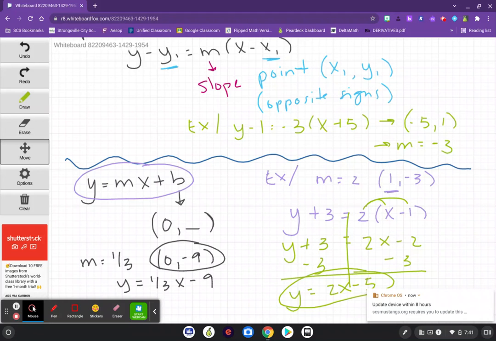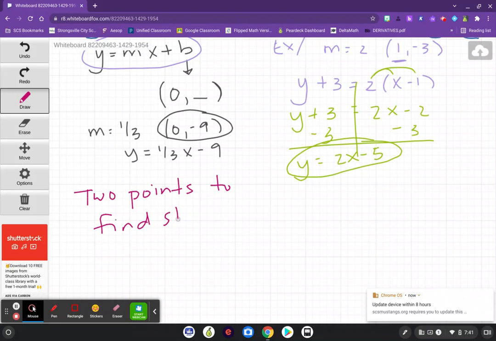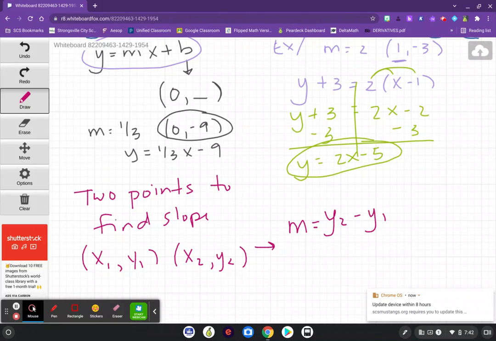Now, last but not least, there are times where the slope is not given, but perhaps 2 points are given. And so if 2 points are given, I'm going to have to use those 2 points to find the slope. And I do that if I'm given an x sub 1 and a y sub 1, that'd be point 1, and x sub 2, y sub 2, that'd be point 2, and I would use the slope formula. Slope m is equal to y sub 2 minus y sub 1 over x sub 2 minus x sub 1.